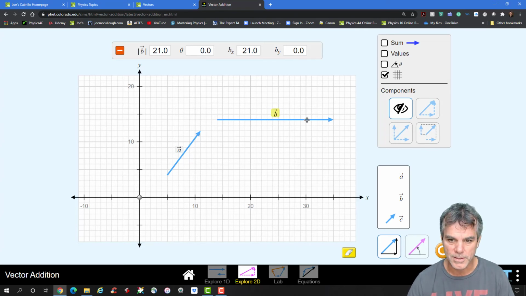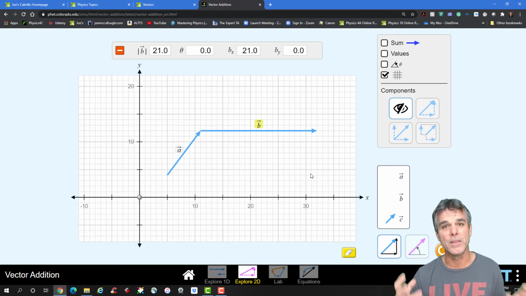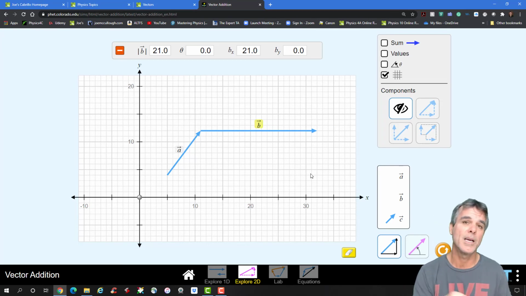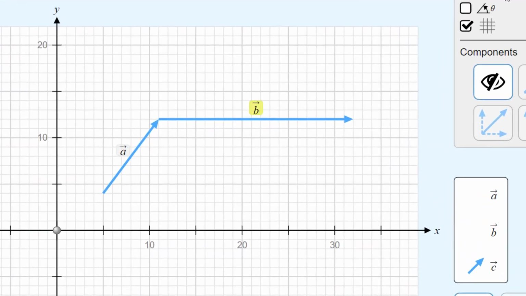You then draw the second vector starting at the tip of the first one. And then the sum always starts at the tail of the first vector, ends at the tip of the second vector. So our sum, you can see, starts at the tail of the first vector, ends at the tip of the second vector. And it does not matter what order you add the vectors in.